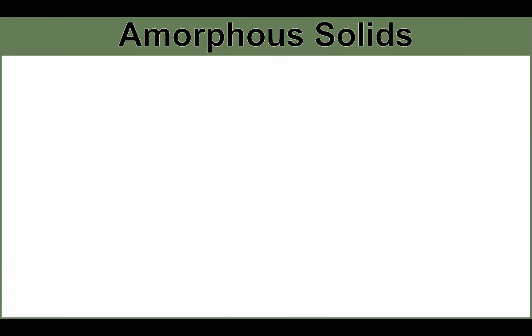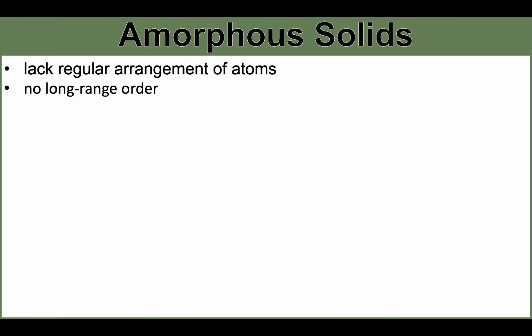So I want to start this discussion with the amorphous solids because it's easier and less tedious than crystalline solids. Amorphous solids lack regular arrangement of atoms. So we say that the molecules in an amorphous solid are arranged in a random manner, and that this kind of solid has no long-range order. Amorphous solids also do not diffract.